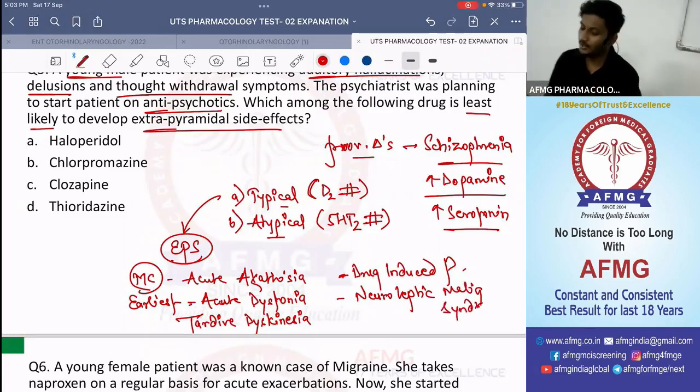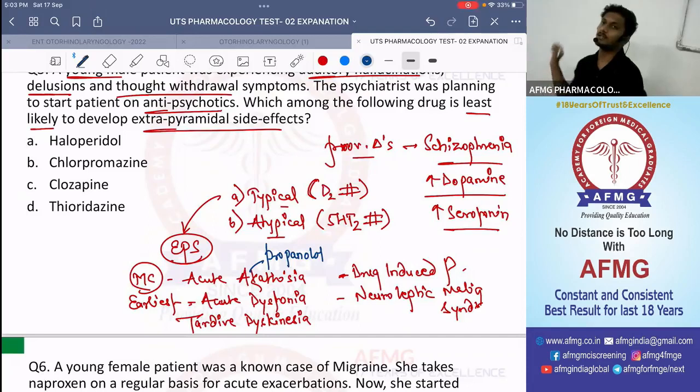Now, please tell me what is the drug of choice for acute akathisia? Very good. The drug of choice for acute akathisia is a non-selective beta blocker like propranolol. It is also the drug of choice for essential tremors. So remember, for restless leg syndrome, acute akathisia or essential tremors, the drug of choice should be propranolol.